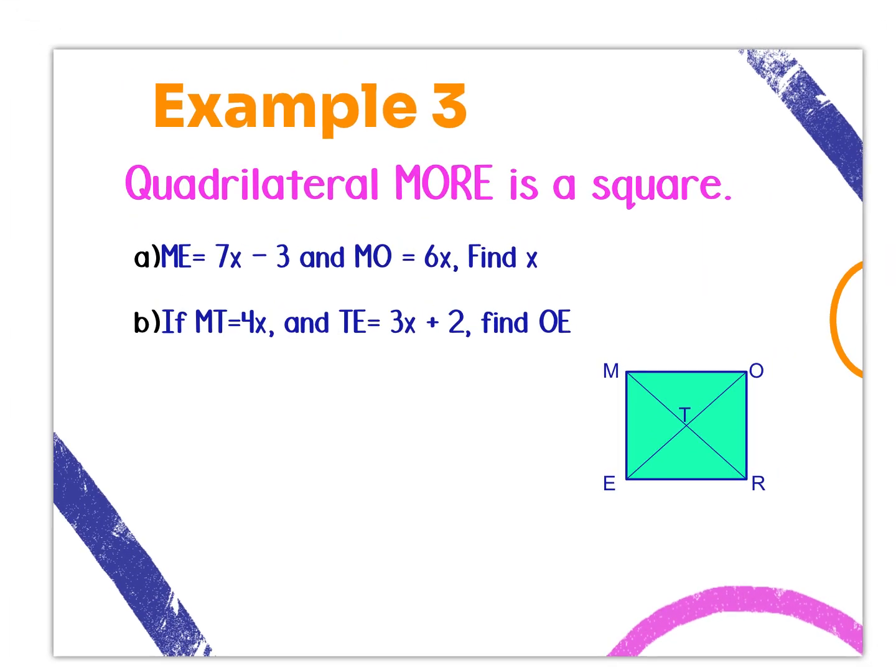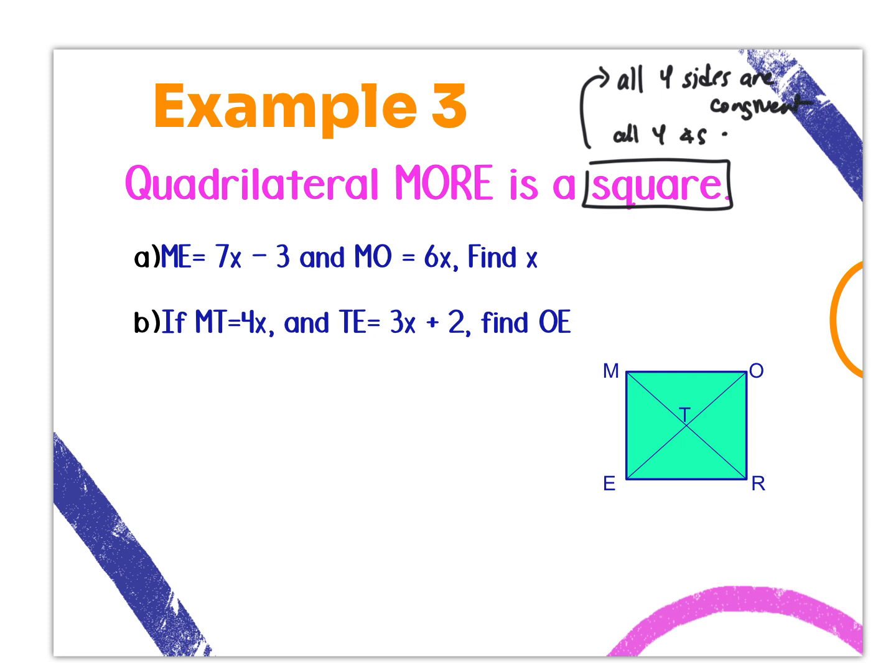And then the last one, quadrilateral MORE is a square. So again, what do you know? First of all, I know a square is a parallelogram. And by knowing it's a parallelogram, I know all the things I learned in previous sections. The opposite sides are congruent, opposite sides are parallel, opposite angles are equal, consecutive interior angles are supplementary, diagonals bisect each other. All that happens. But then when I know it's a square, I know extra things. I know all 4 sides are congruent, that's unique to a square. And I know that all 4 angles are congruent, or 90 degrees, right?